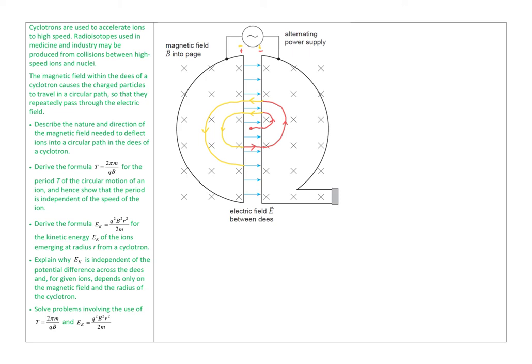So you need basically an alternating high voltage supply between the Ds and then a strong magnetic field inside the Ds to turn them around. So the high voltage accelerates them between the Ds and the magnetic field turns them around so they can go back through the high voltage again and again and again and gain more and more and more energy.